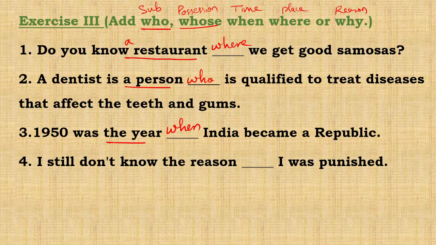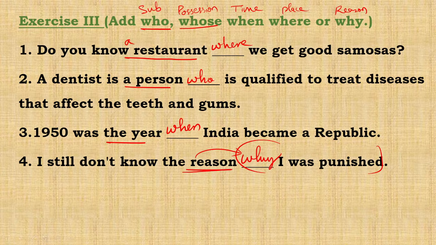Next one. I still don't know the reason dash I was punished. Here directly our answer is there. Reason. It is clearly mentioned. What is our answer immediately? Why I was punished. I don't know why I was punished. I was punished is the combination. I don't know why I was punished shows the reason. Okay. Next.